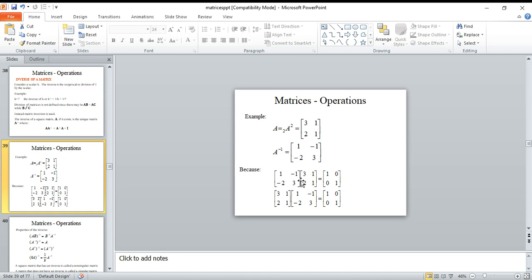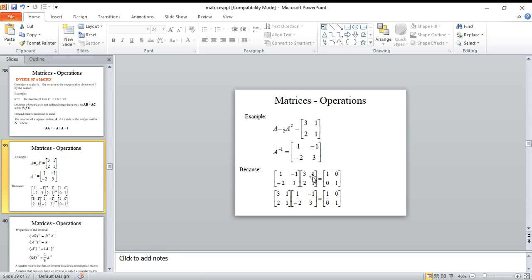Next. Second row with the first column: minus 2 into 3 is minus 6, 3 into 2 is plus 6, and minus 6 plus 6 is 0. Next, minus 2 into 1 is minus 2, 3 into 1 is 3, and 3 minus 2 is plus 1. So we get 1, 0, 0, 1. It gives the identity.